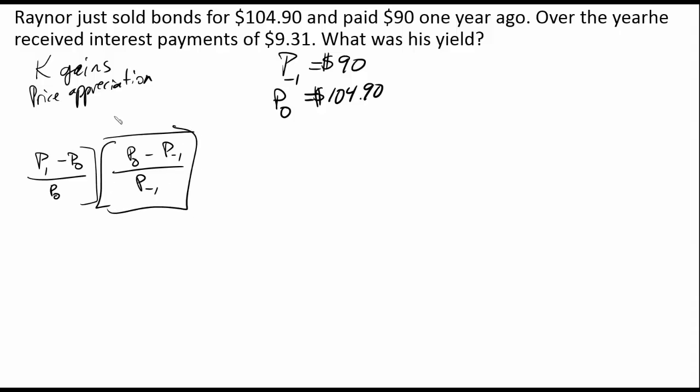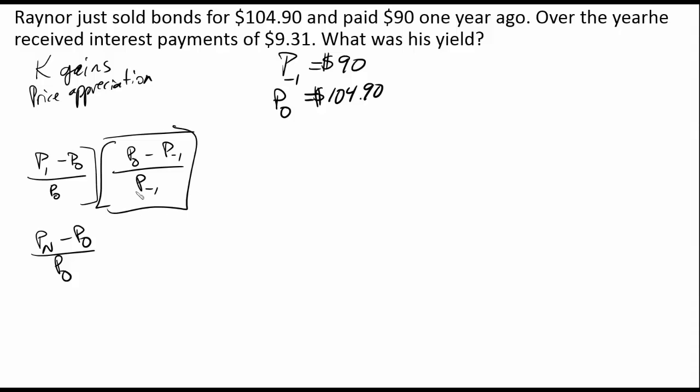That part shouldn't be all that confusing. It's basically our new price minus our old price divided by old price. New minus old over old. That's the way I always remember it, new minus old over old.